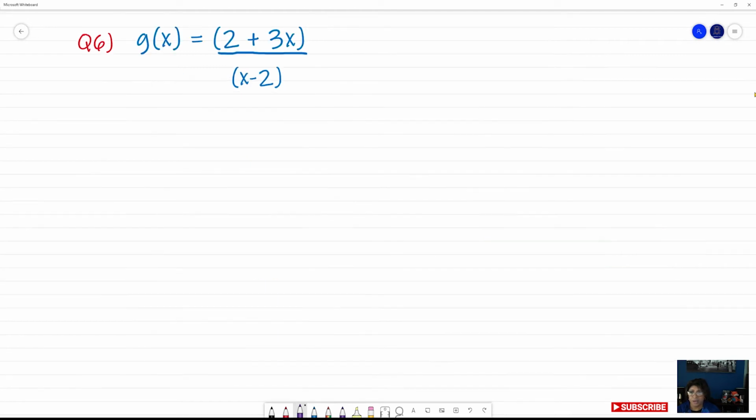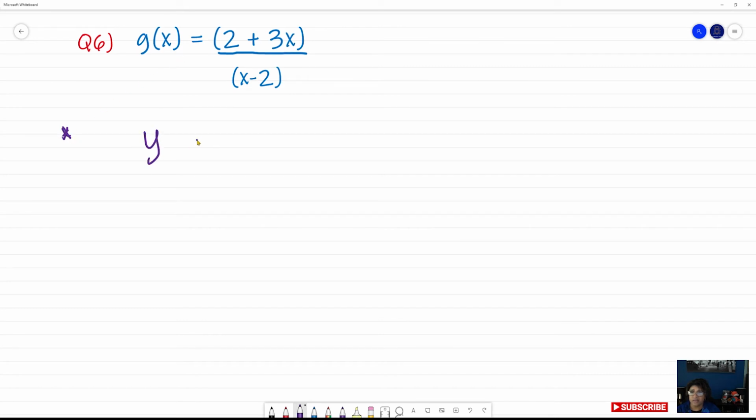Right, moving on to question 6, it is slightly different and slightly harder because we have x here and x here. But if you know how to rearrange, it shouldn't give you any problem, but I will go through that with you. So first thing is to replace the g of x with y.